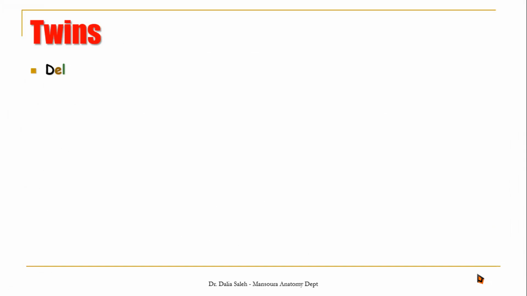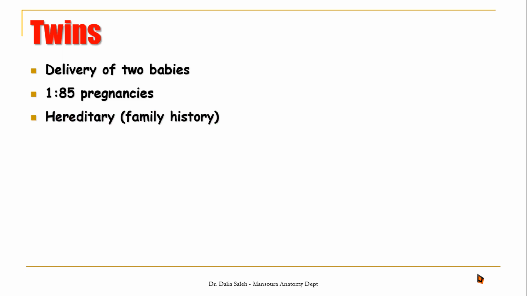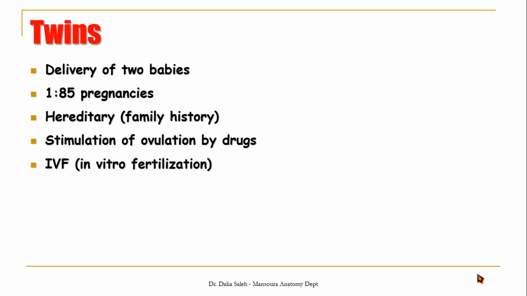By definition, twins is the delivery of two babies. Its incidence is about 1 in each 85 pregnancies. The outcome will be a twin. Many factors may cause having twins, either hereditary, meaning that it runs in families, or it may be caused by stimulation of the ovary by ovulating drugs, or as a result of in vitro fertilization.